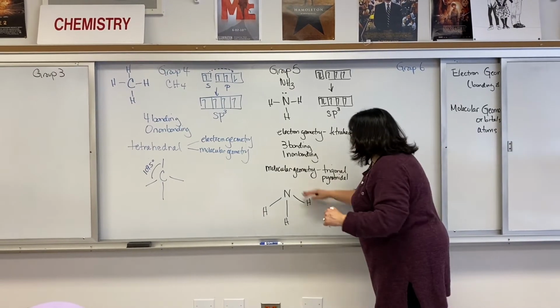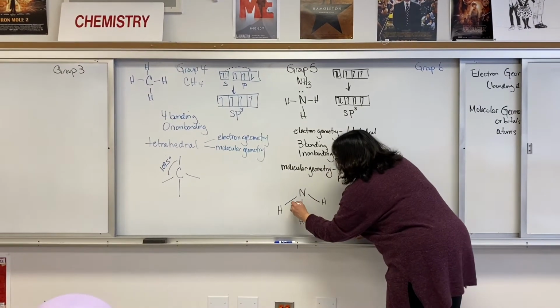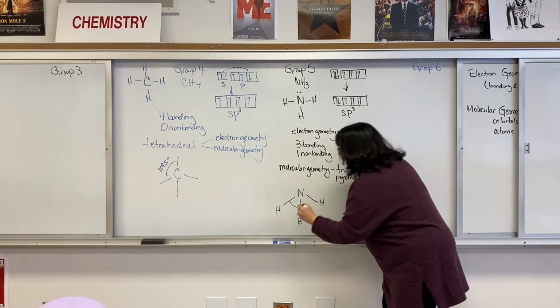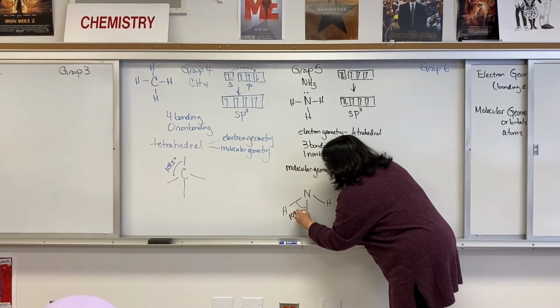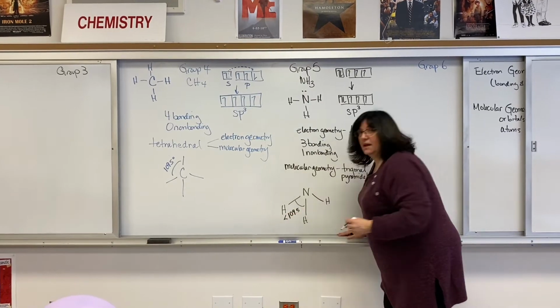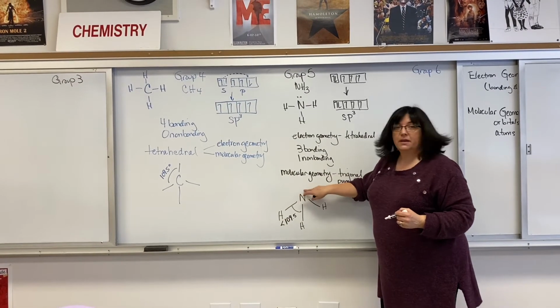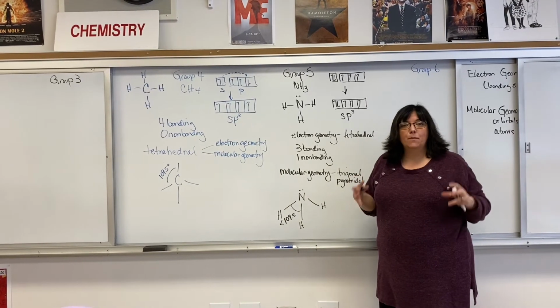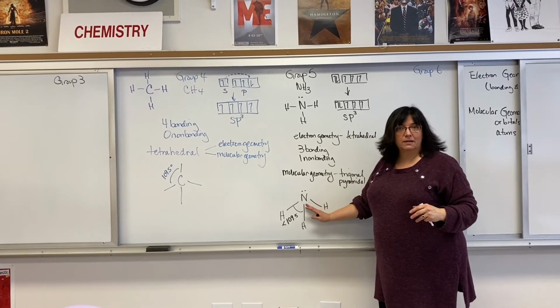Okay, this angle is almost 109.5. It's a little bit less, and here's why. It's a little bit less than 109.5 because this lone pair of electrons takes up more space than a bonding pair of electrons.